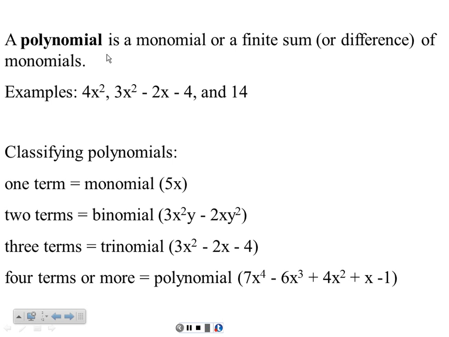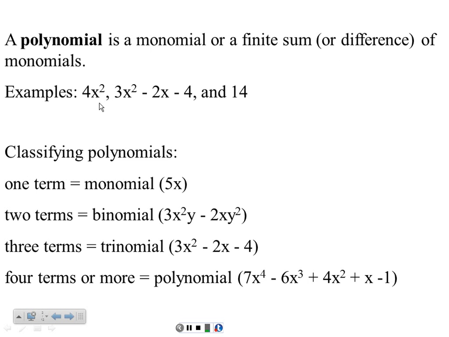So, a polynomial is a monomial, which is just one term, or a finite sum or difference of monomials. In other words, a polynomial can consist of one term or a whole bunch of terms. And I know that I'm going from one to multiple terms if I have an addition or subtraction sign.